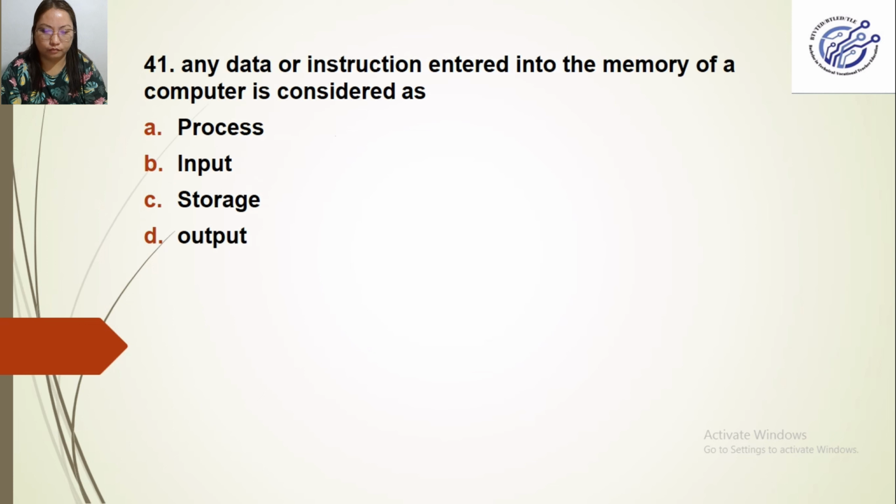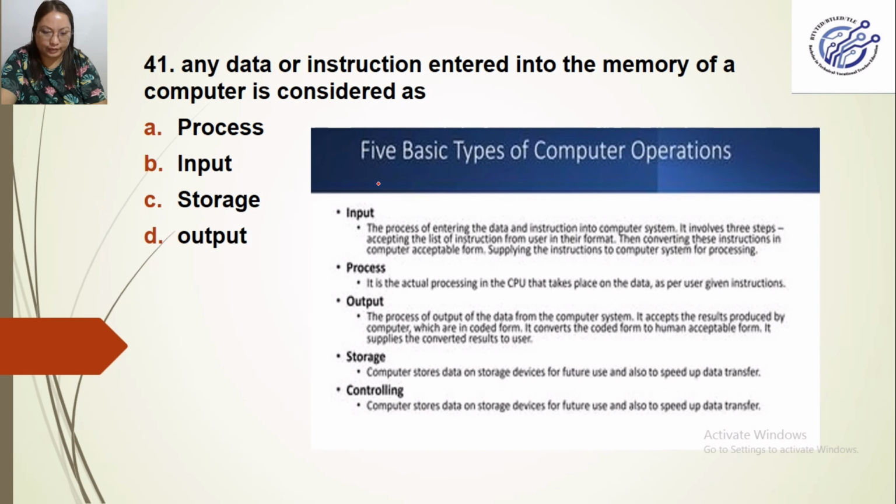Then, 41. Any data or instruction entered into the memory of the computer is considered as A. Process, B. Input, C. Storage, and D. Output. So tingnan po natin. Meron po tayong 5 basic types of computer operation. We have input, process, output, storage, and controlling.